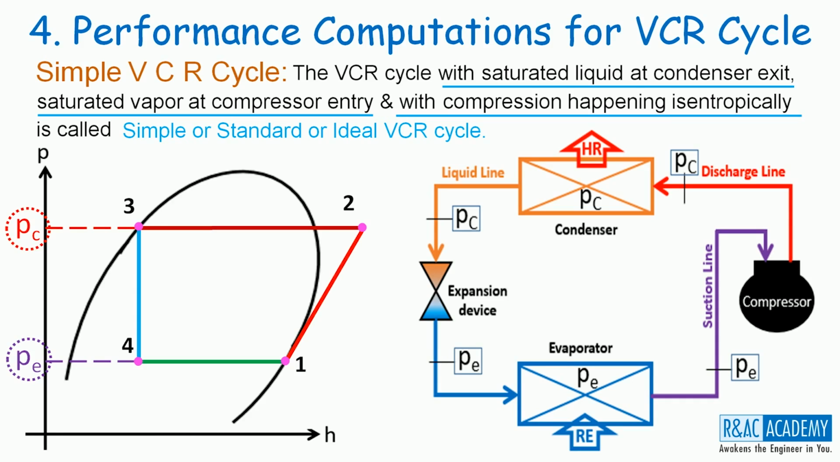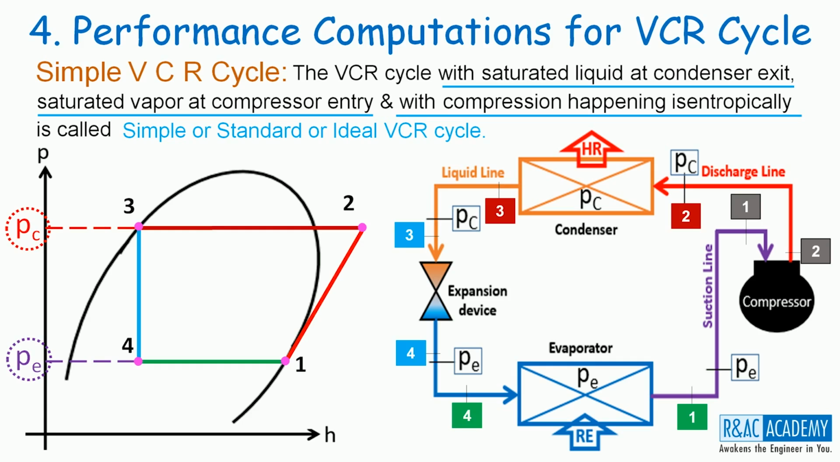As process 1 to 2 happens inside the compressor, state 1 represents compressor entry and state 2 represents compressor exit or discharge. Similarly, 2 to 3 represents the condenser heat rejection happening at the condenser. So, 2 is condenser in and 3 is condenser out. Similarly, 3 to 4 is expansion device in and expansion device out, and 4 to 1 is evaporator in and evaporator out.